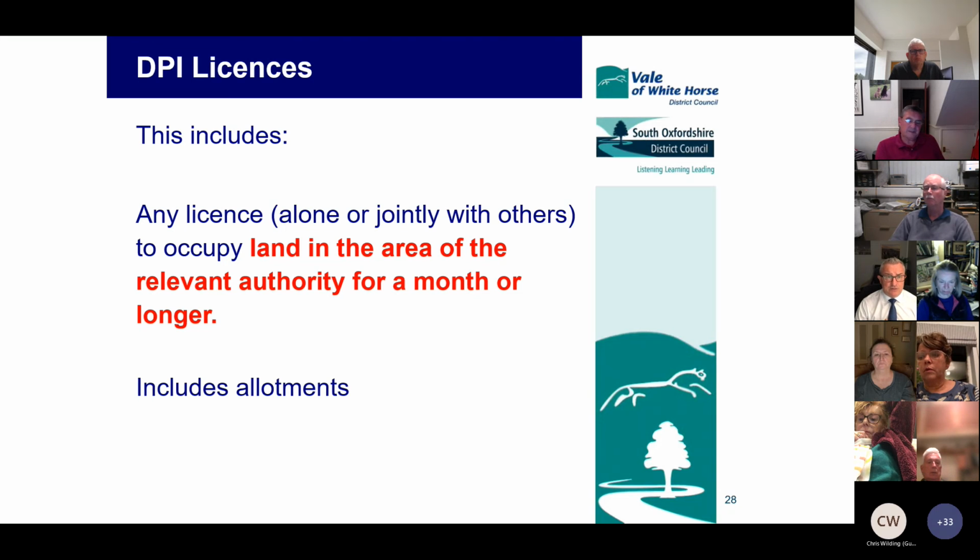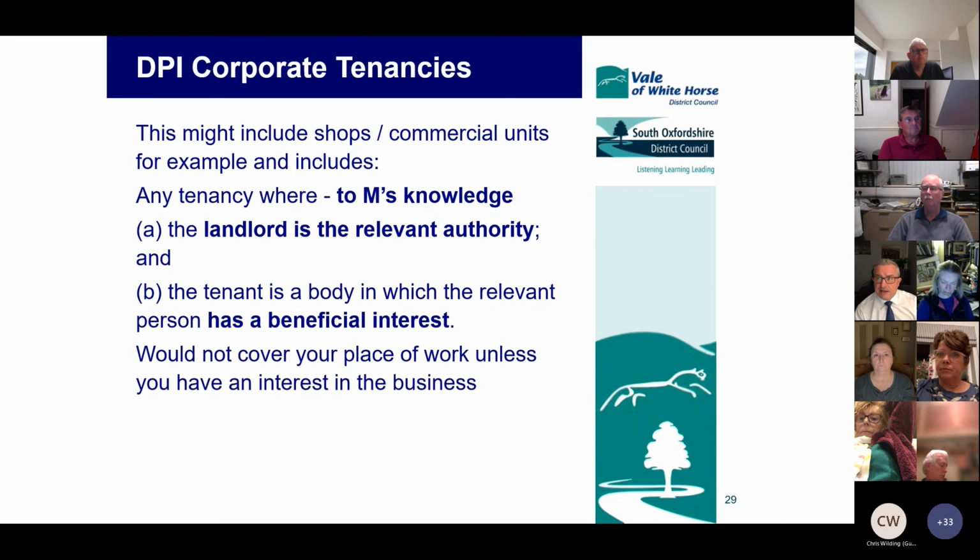I say quite clearly that includes allotments. You may or may not be surprised at the amount of complaints generated around allotments and discussions thereof at parish council level. So if you have an allotment with your council, it is a disclosable pecuniary interest, and you need to register it. I'm going to fly through these next couple of slides, as time is getting on.